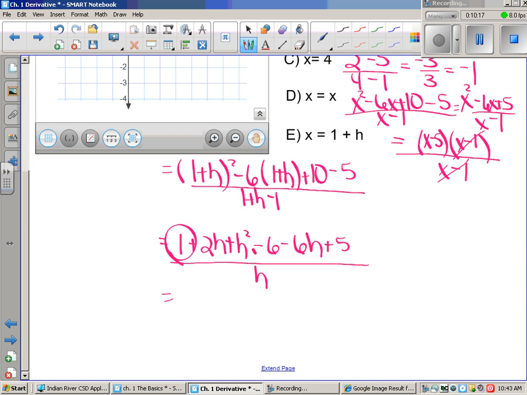Okay, so 1 minus 6, that's negative 5, plus 5. Cancels out as you would expect. 2h minus 6h gives me negative 4h, plus h squared over h. So I get negative 4 plus h.